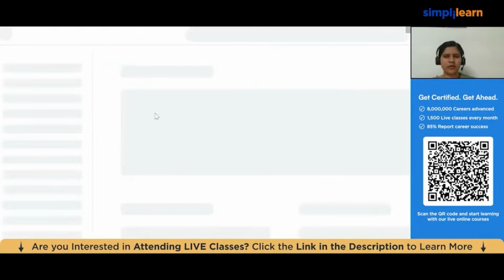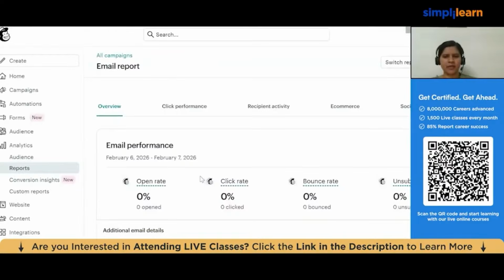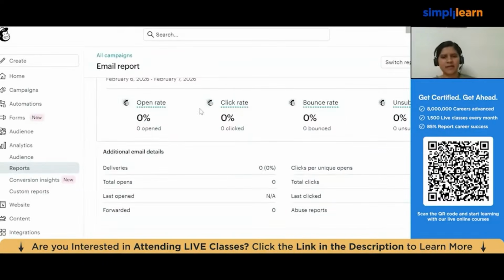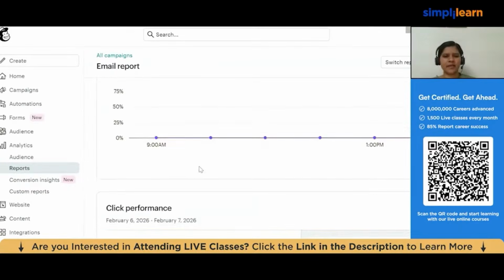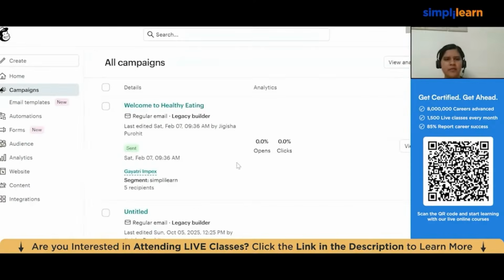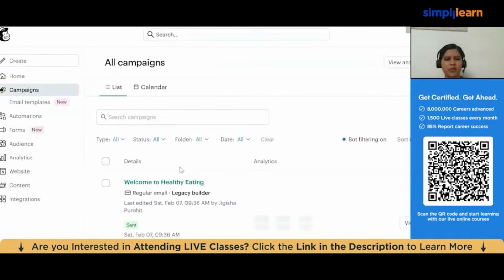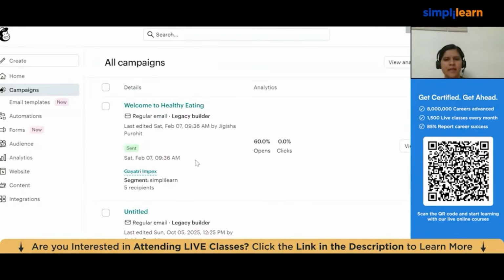I can just go into the report section, and basically I'll get all the metrics, how many people have opened my email, how many people have unsubscribed, subscribed, how many have bounced back. So I'll get all this data once you guys start interacting with that email. I'll have to refresh and see if you guys have started reacting to my email or not. Yeah, can you see?